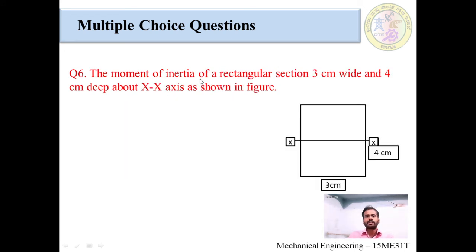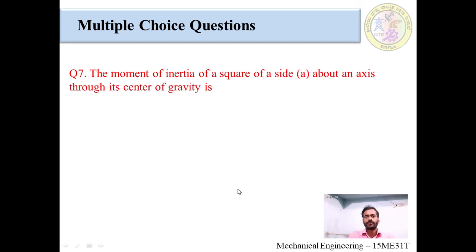Sixth question, the moment of inertia of a rectangular section 3 cm wide and 4 cm deep about x-axis, okay. We have to find out the moment of inertia about x-axis, that is using a formula B into d cube. B is 3, d is 4, okay. 3 into 4 cube divided by 12, you will get the answer as 16 centimeter to the power 4.